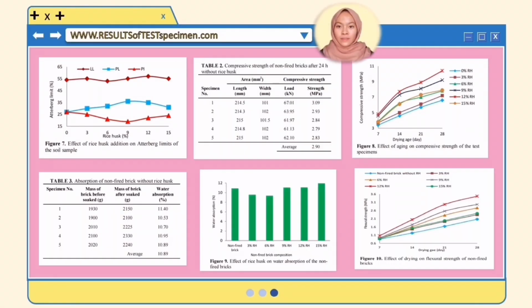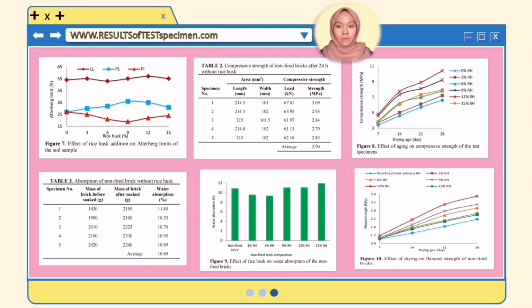This is the table tabulated from the studies. Figure 7 shows the effect of the rice husk addition on the Atterberg limit of the soil sample. Table 2 shows the compressive strength of non-fire brick after 24 hours without rice husk. Figure 8 shows the effect of aging on the compressive strength of the test specimen. Figure 9 shows the water absorption of the non-fire brick.